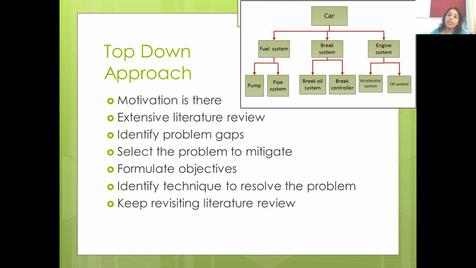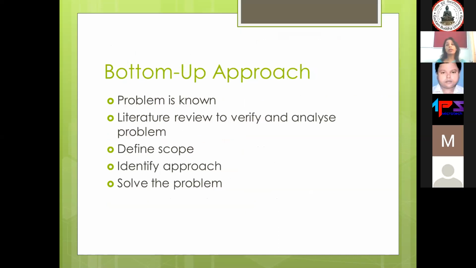At that time I need to restart understanding that problem in greater detail, what has been done in the past, because we cannot end up doing research which has already been done or giving it the same solution. We have to think of a different way of approaching a problem or a better way of approaching a problem. Give a solution around that particular problem. So we need to build from the bottom to the up. We understand the problem, we do a literature review to verify and analyze the problem. Again, define the scope of that problem, identify various approaches to that problem and solve that particular problem.